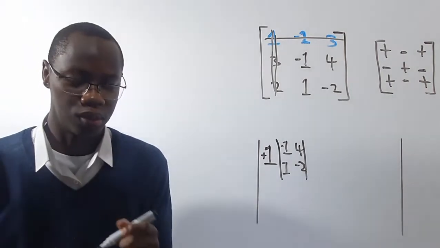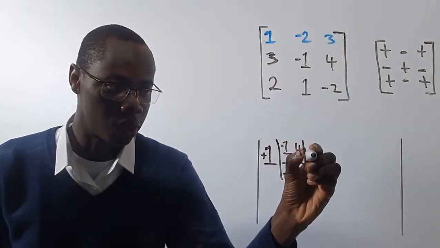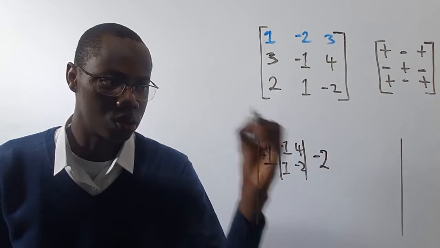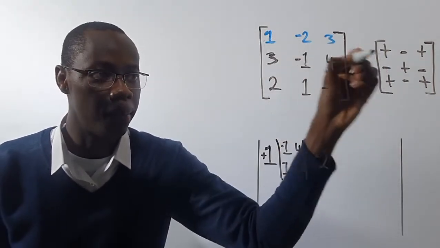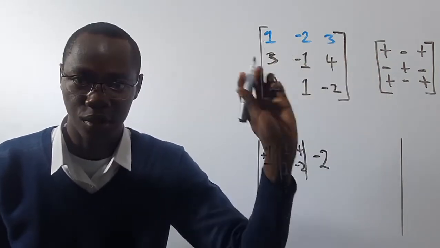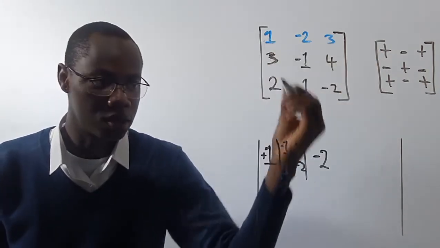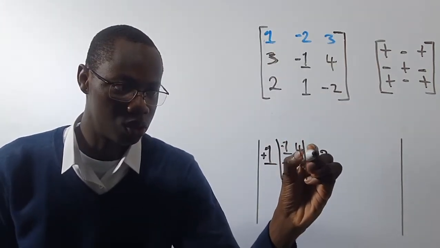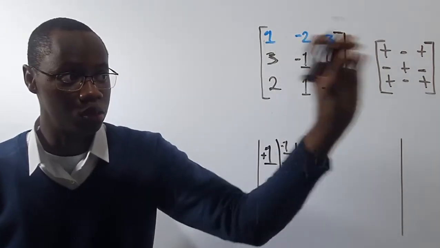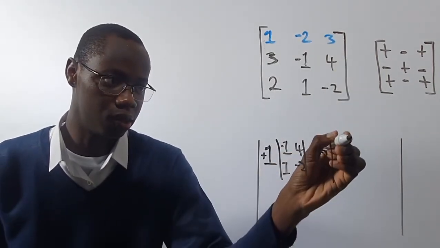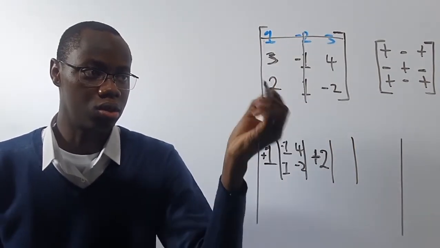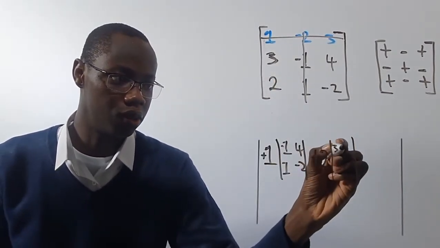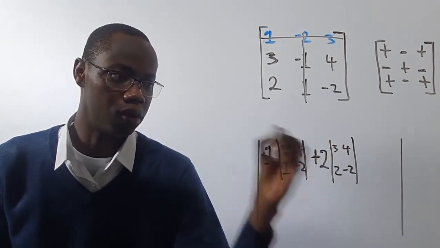Now let's move to the next one. The next one is minus 2, right? Now minus 2, what is the sign here? Minus 2 minus, so it becomes plus, so plus 2. So you need to watch for the signs. And what is the minor? The minor, just delete the row and the column associated with it and pick what's left: 3, 4, 2, and minus 2.